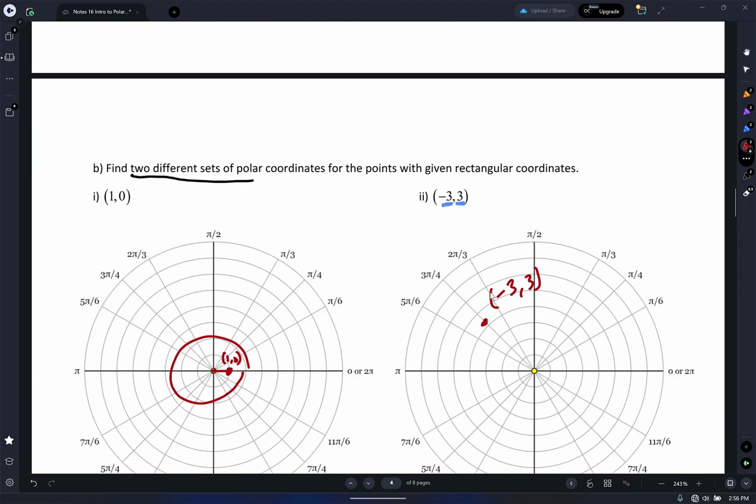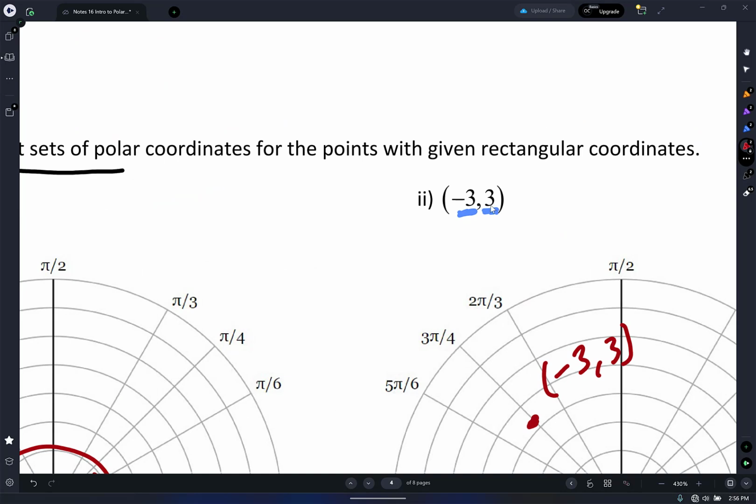No, they gave it to me. They told me, negative 3, 3. Oh, okay. All right, guys, hold on. Let me answer one question at a time. Okay. How do I know that that point was right there perfectly on this grid?